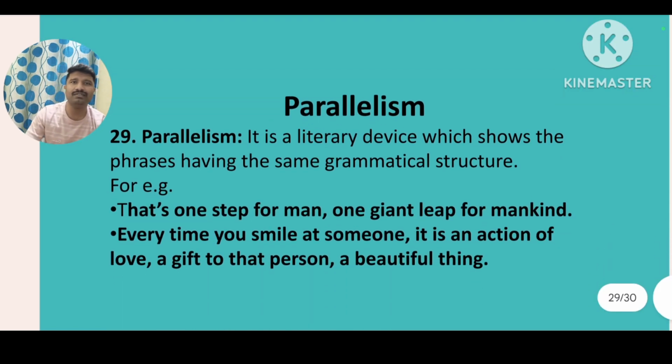So next we have parallelism. Parallelism is a literary device which shows phrases having the same grammatical structure. Example: that's one step for man, one giant leap for mankind. Every time you smile at someone, it is an action of love, a gift to that person, a beautiful thing. That is the best example for parallelism.